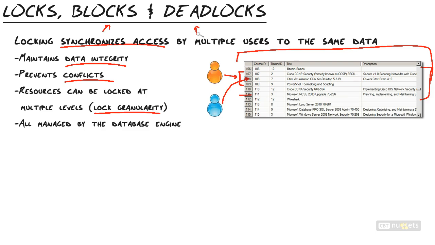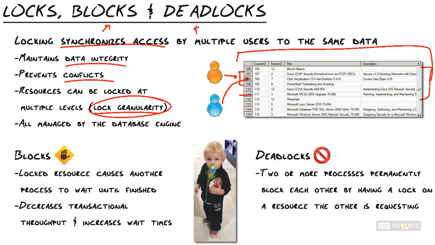So blocks and deadlocks are the things that we want to avoid, and the reason we're going to properly design our lock granularity. And let me give you another real-world analogy to describe these two.